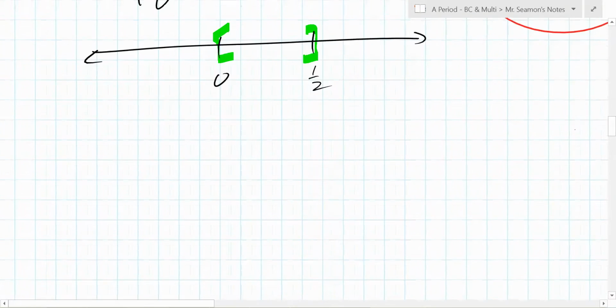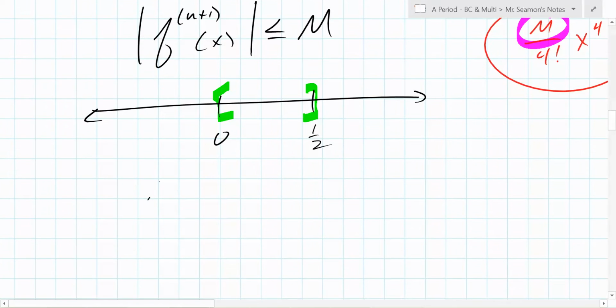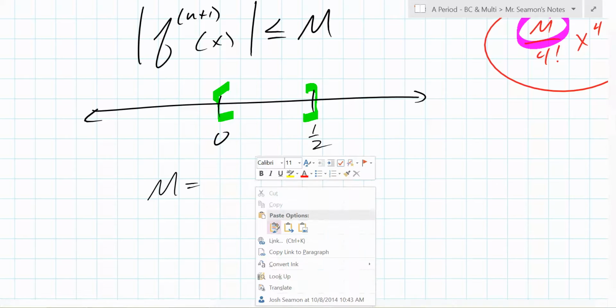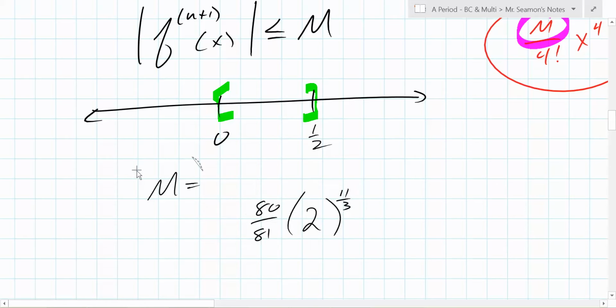Of all the things I've lost, I miss my mind the most. Okay, so we've said that m is equal to this thing right here. That's Ozzy Osbourne, not Mr. Seamon. But now what do we have to plug that into?